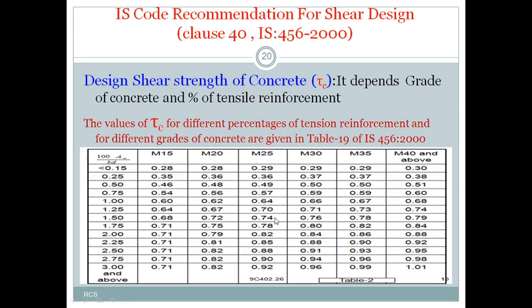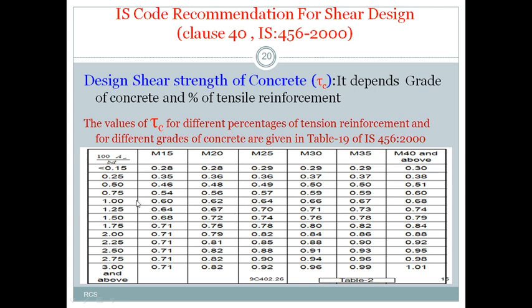Based on this concept, we have to define the design strength of the concrete, that is tau c. As I said, it depends upon the grade of concrete and the percentage of tensile reinforcement. According to Table 19 of IS 456:2000, for a particular percentage of tensile reinforcement and a particular grade of concrete, we can find the design shear strength of the concrete.